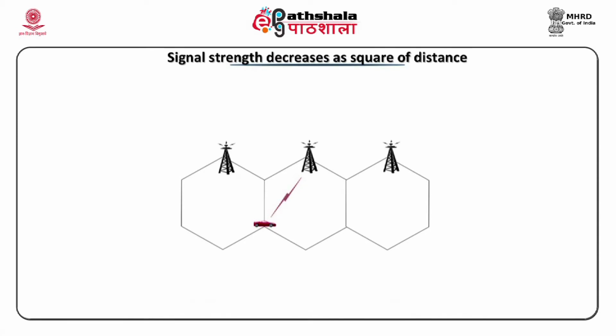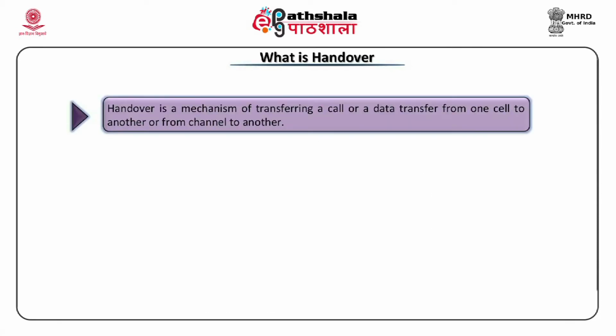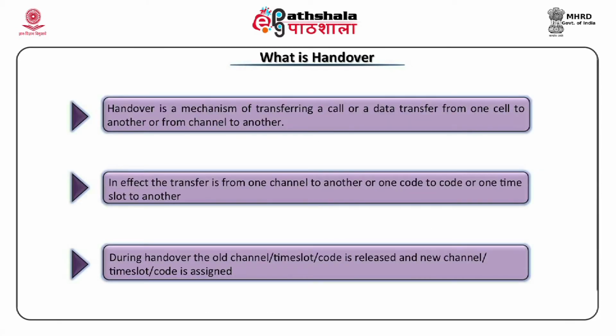So, to provide seamless connectivity of the voice or the data transfer, the call or the data transfer of that particular device should now be handed over to that new base station, so that the connectivity is not lost. This process is known as handover. Handover is a mechanism when the call or a data service is transferred from one cell to another cell, or in particular from one channel to another channel.